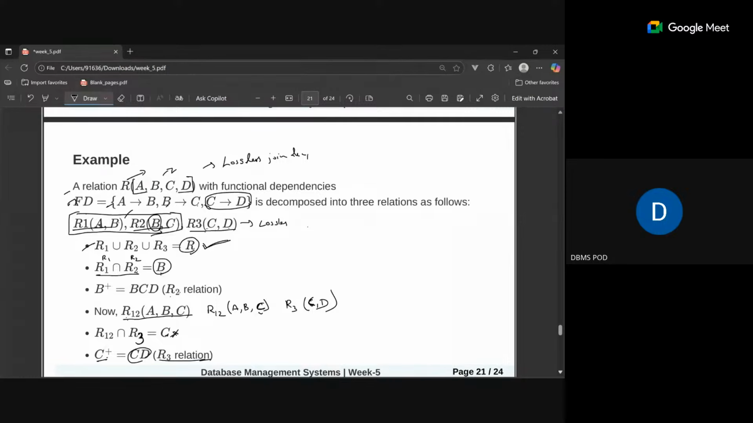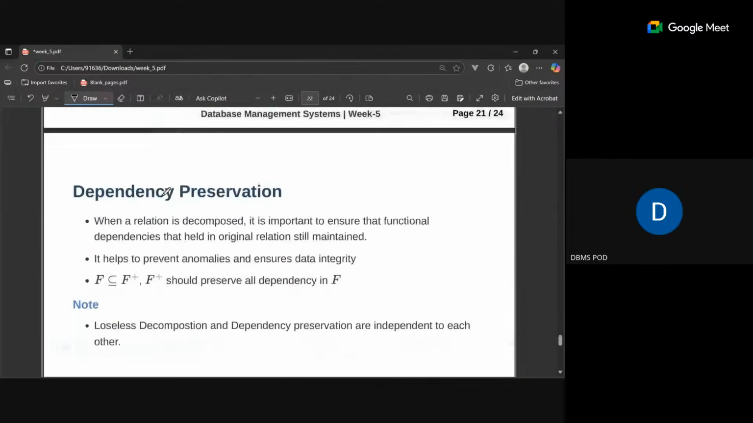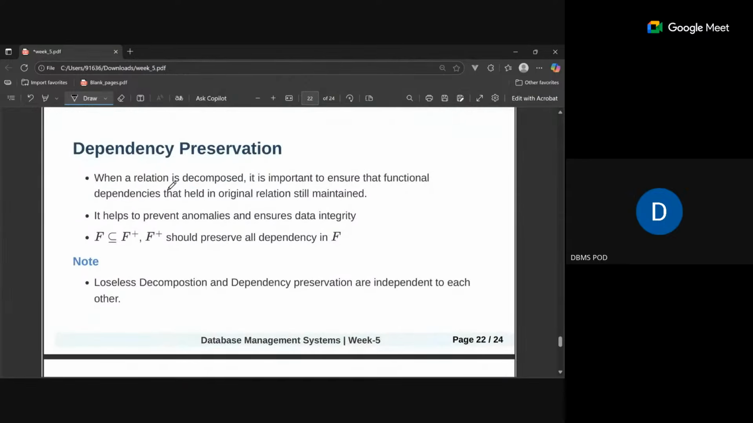Okay. Then let's come to the concept of dependency preservation. So when the relation is decomposed, when you try to break a table into 2 or 3, your dependencies will also get split.